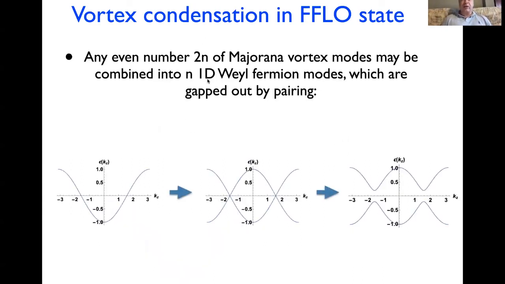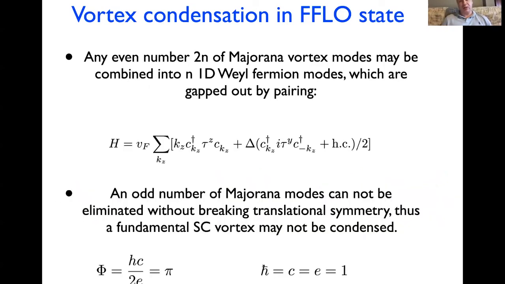Any even number, however, of Majorana vortex modes, and the number of Majorana modes is just equal to the vorticity, can be recombined into one-dimensional Weyl fermion modes, and these are generically gapped out by superconducting pairing. So if I have vortices with flux equal to an even number of superconducting flux quanta, they do not carry Majorana modes. The simplest such vortex would be the hc over e vortex.